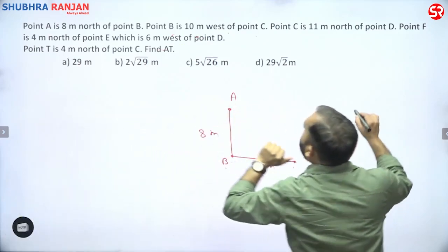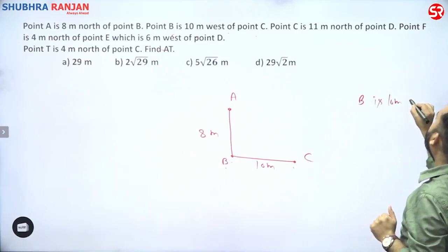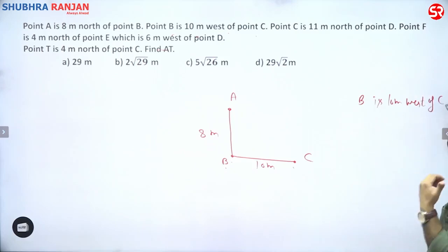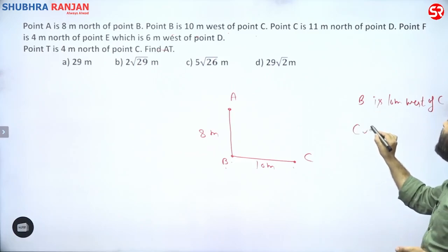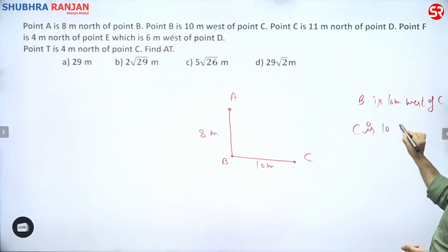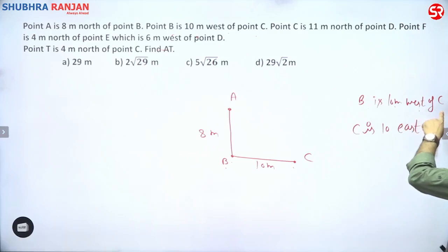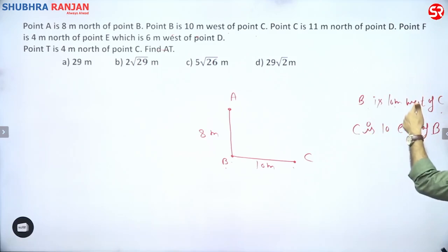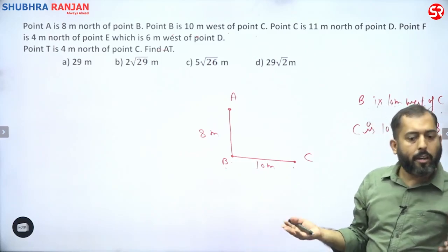See, if point B is 10 meter west of C, then I can make a reciprocal of this statement. I can reverse this statement. I can say C is 10 meter east of B. If B is 10 meter west of C, and if I change the subject and object, then C is 10 meter east of B. West will become east. This is what I have done here. Clear, guys?